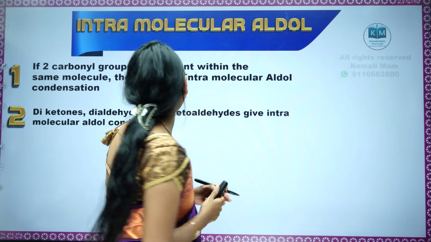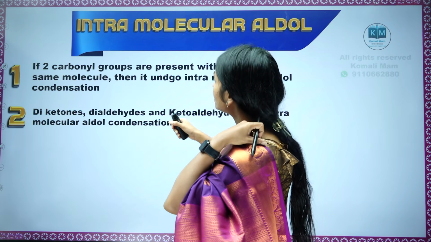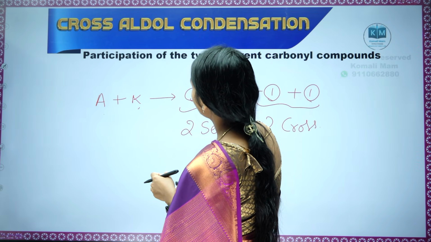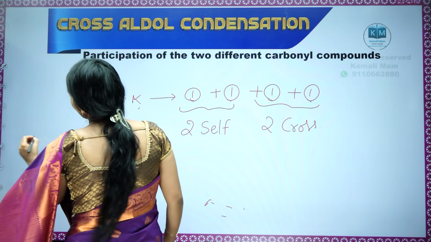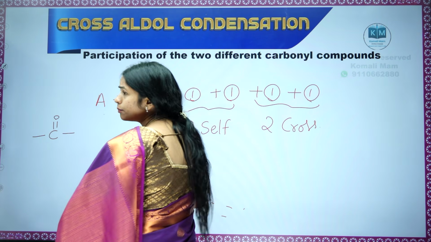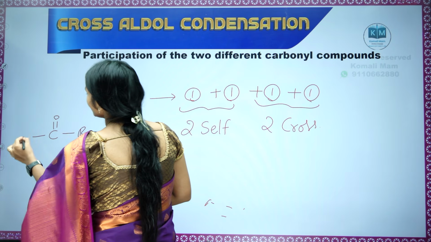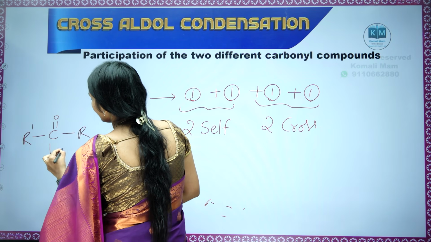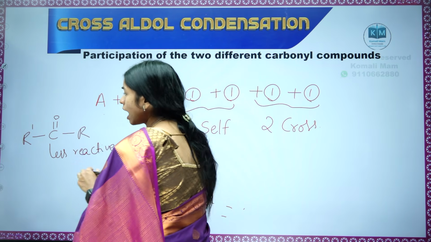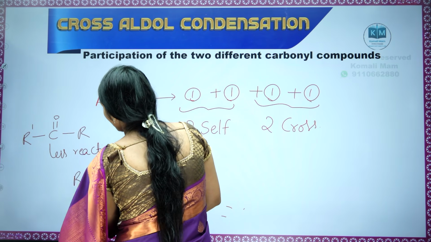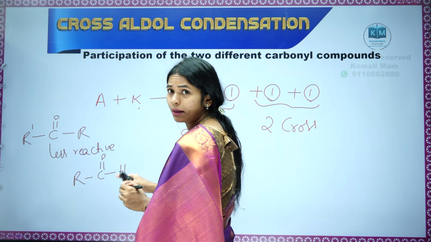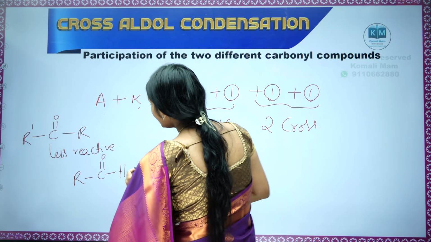Here is a trick for you. If two carbonyls, wait, once again. Here is a trick, I'll write it here for you. See here, this is a carbonyl group. Around a carbonyl group, if bulky groups are there, then it is less reactive. If around a carbonyl group less bulky groups are present, then it is more reactive.